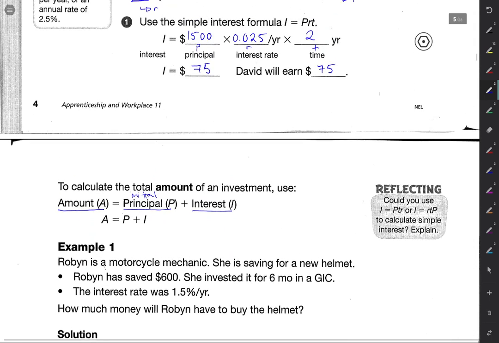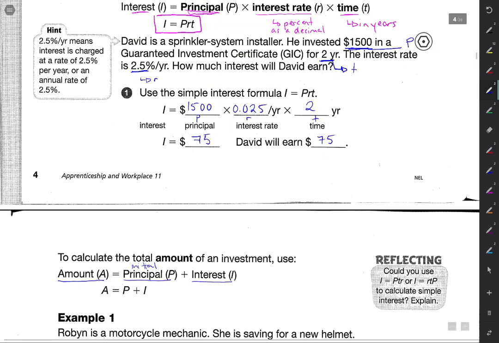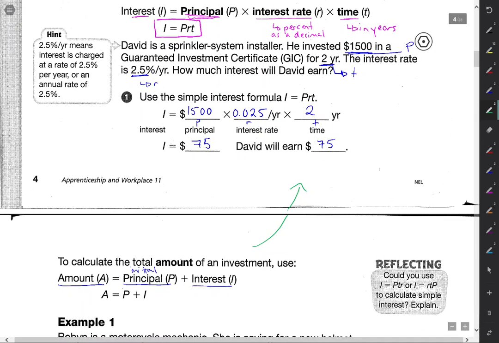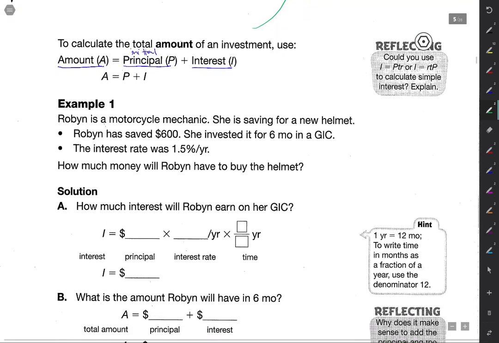So if we were to do that in the previous example, so I'll point an arrow up here. Oh, it doesn't let me. There we go. We would take the initial amount, so A is equal to P plus I. The initial amount is $1,500, and then we would add that $75 interest to it. So in total, we would get $1,575 for the amount. So we're going to do that in the next example.